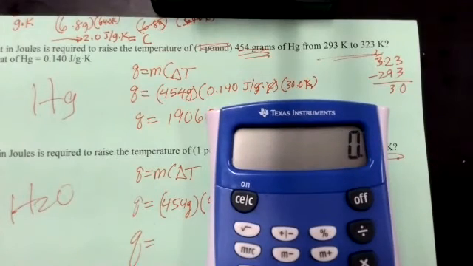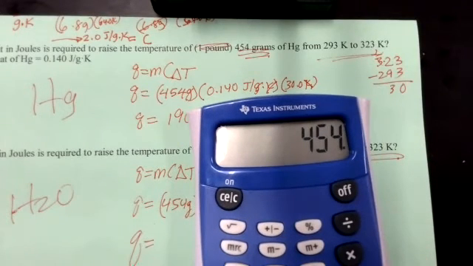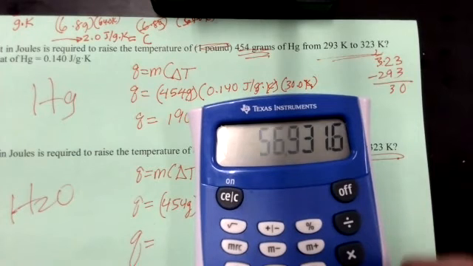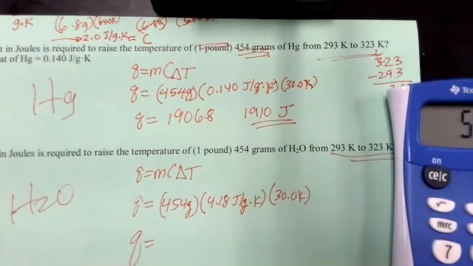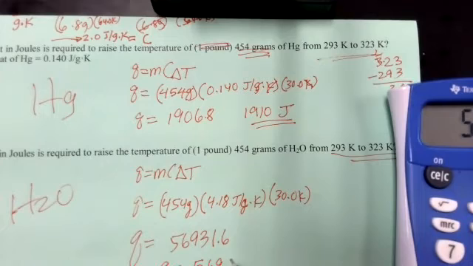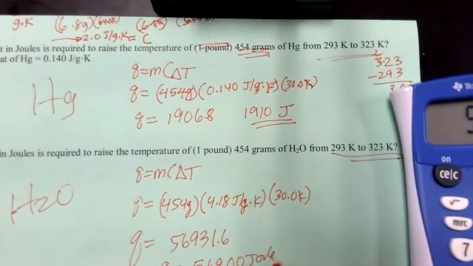And when we multiply, we're going to have 454 times 4.18 times 30.0. Look at that number. 56931.6, and with 3 significant figures, it's going to be 56900 joules.